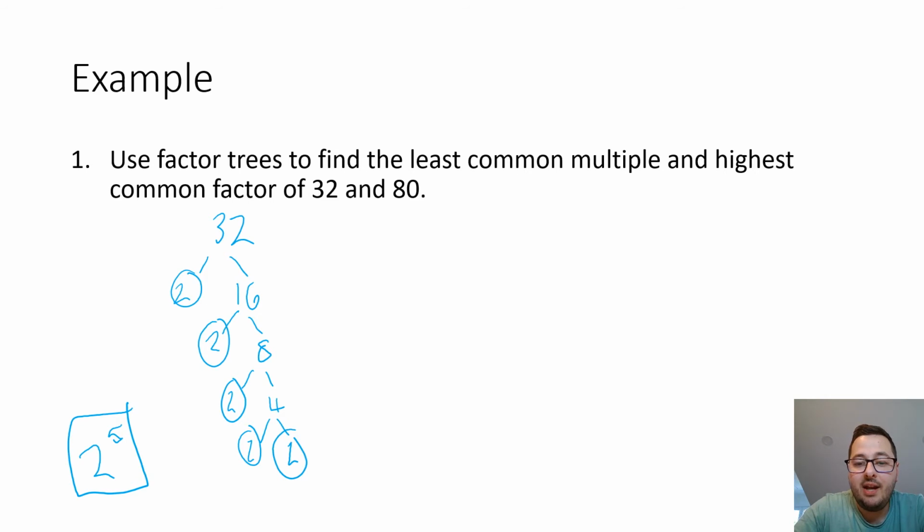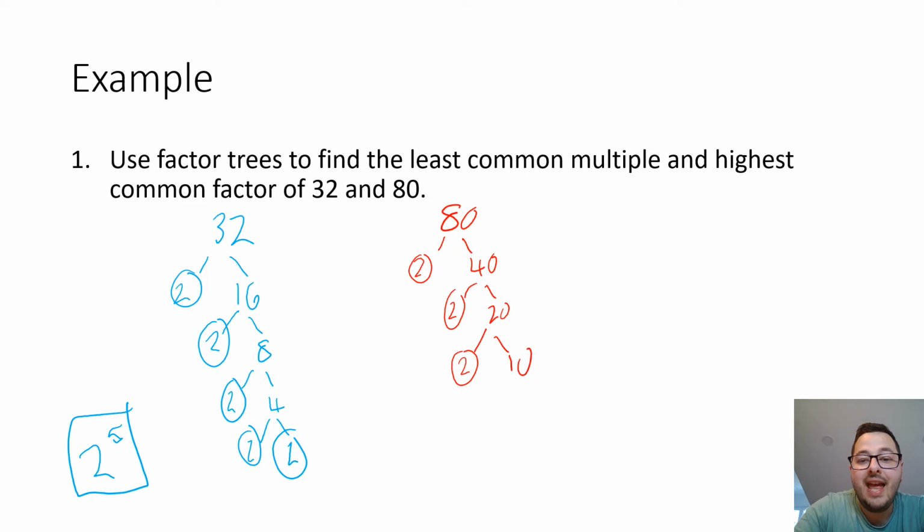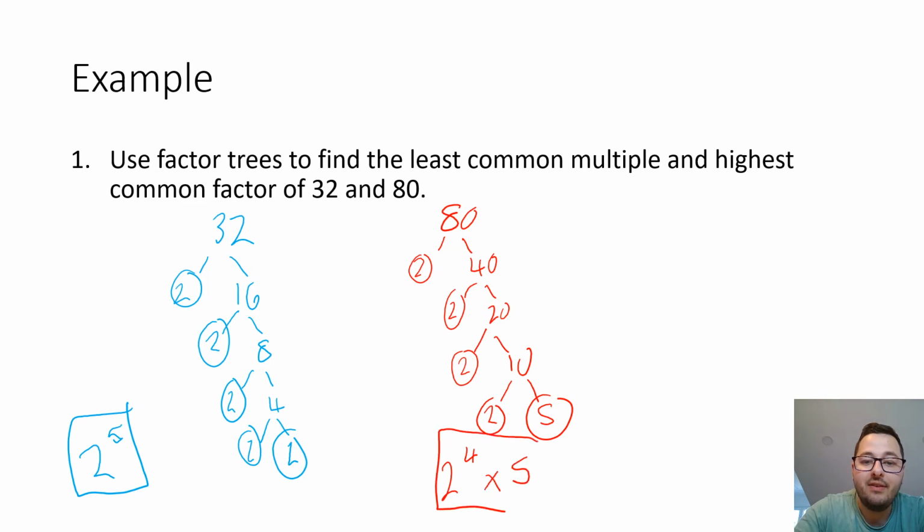Okay, now let's do 80. So 80 is 2 times 40. 40 can be split into 2 times 20. 20 can be split into 2 times 10, and 10 can be split up into 2 times 5, and that is prime as well. So this is 2 to the power of 4 times 5.